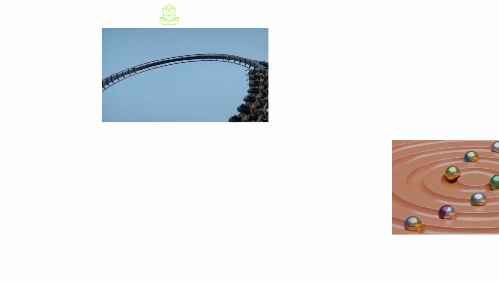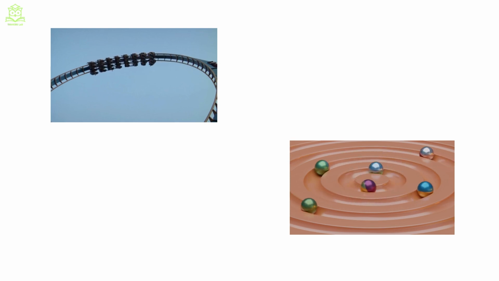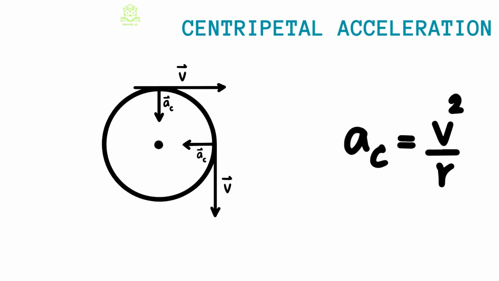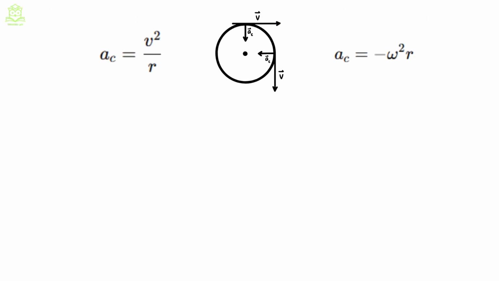Imagine you're on a roller coaster speeding through a loop or spinning a ball tied to a string in a circle. Have you ever wondered what keeps these objects moving in a circular path instead of flying away? That's where centripetal acceleration comes in. Let's break it down in a way that's easy to understand. Step-by-step explanation of the two formulas.